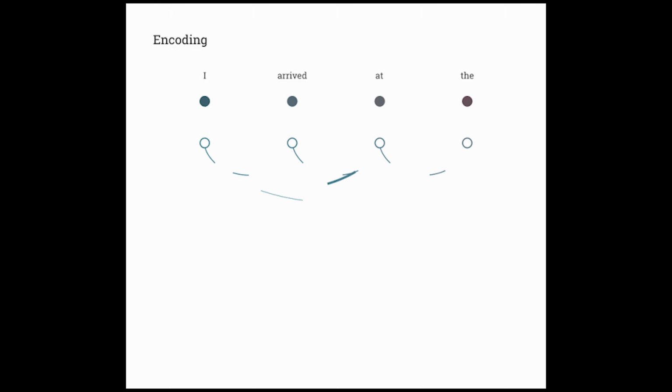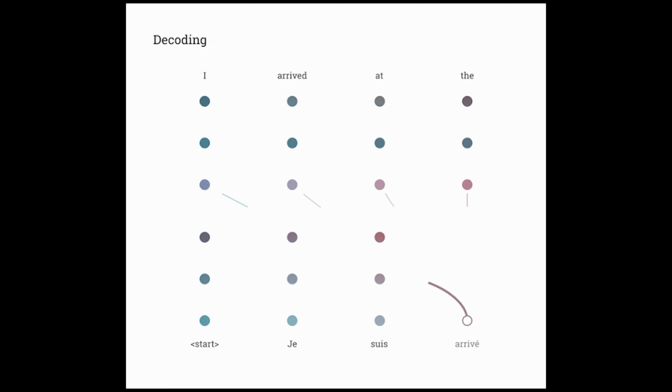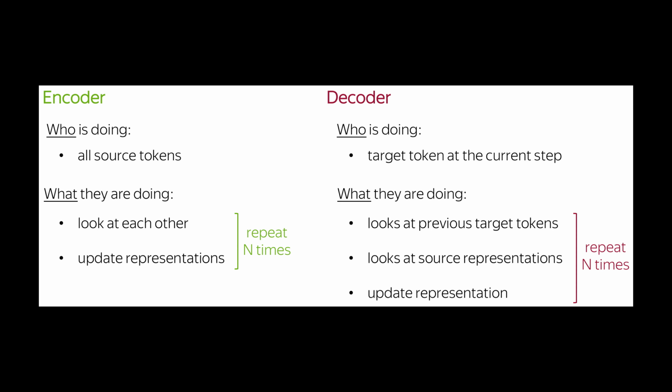In a nutshell, the encoder takes in all the source tokens, lets them look at each other, updates their representations, and repeats this however many times. As for the decoder, it's trying to generate a target token at every time step by looking at all the previous target tokens, then looking at all the source tokens, updating its current time step representation, and repeating this however many times until it reaches an output. This image summarizes what the transformer architecture is doing intuitively.